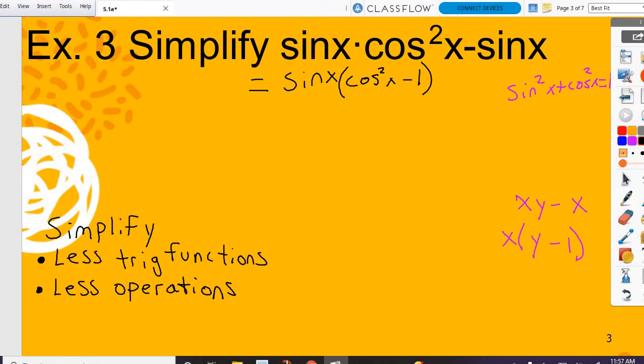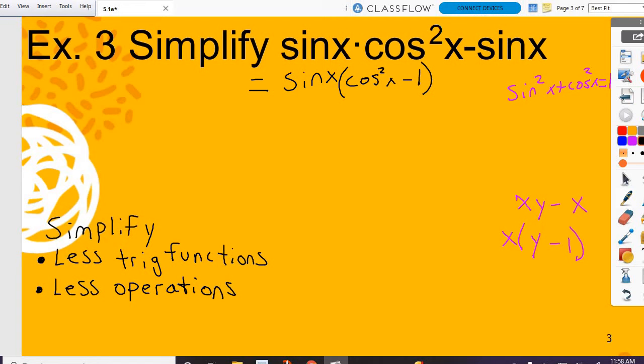I can't, because I have to have common terms to be able to subtract them, right? Just like if I have xy minus x, those are not common terms because I have two different things in my first one. So on this one, I have a sine and a cosine squared. My second sine doesn't have a cosine squared, so I can't combine them. Does that make sense?